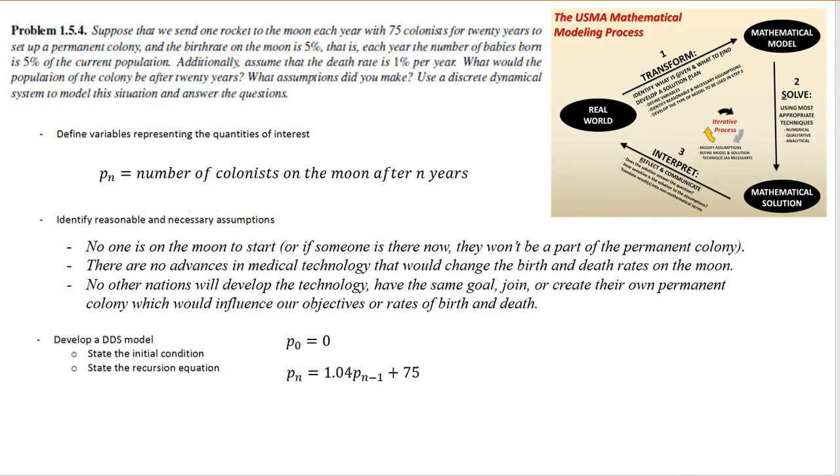In the first video, we were able to transform this problem using the transform step of the USMA mathematical modeling process, including the three essential elements to create a mathematical model. And that model was P naught equals 0 and P sub n equals 1.04 P sub n minus 1 plus 75. We can now use this mathematical model to solve and answer the question: what would the population of the colony be after 20 years?